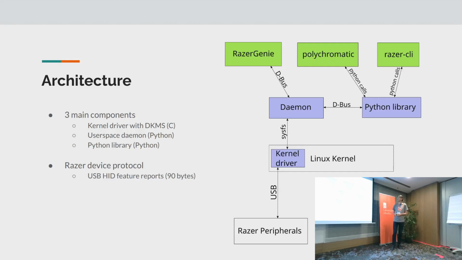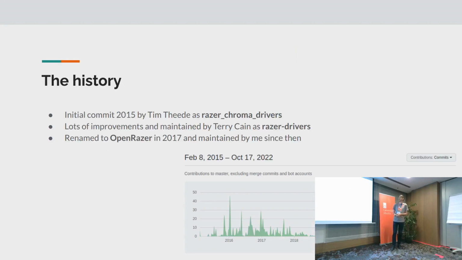Let's continue. So a bit of the history. The project was started in 2015 by Tim Theede with the name Razer Chroma drivers. Then in 2016, Terry Cain, who was the maintainer before me, joined and did a lot of improvements, including rewriting the daemon, the user space part, from C, I believe, to Python. In 2017 already, which feels to me like yesterday, we renamed the project to OpenRazer.